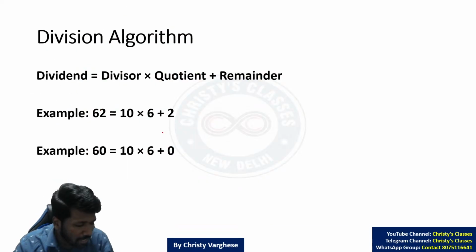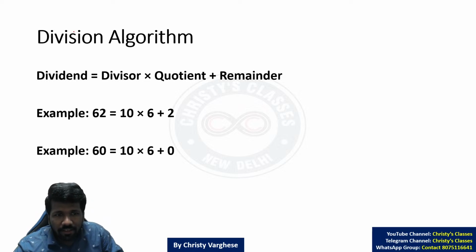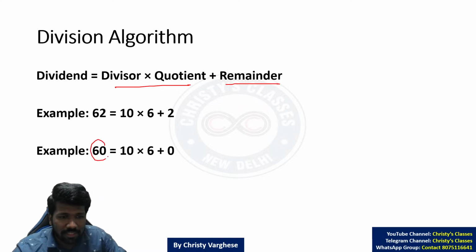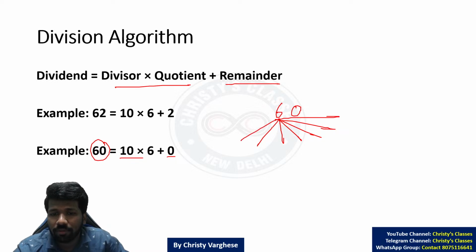Okay, now one more thing, division algorithm. What is division algorithm? This is something we have learned in maybe 6th standard or 7th standard. Dividend is equal to divisor into quotient plus remainder. For example, 60 is equal to 10 into 6 plus 0. That is, if it is 60 mangoes, you can divide it among 10 people as 6 mango each.